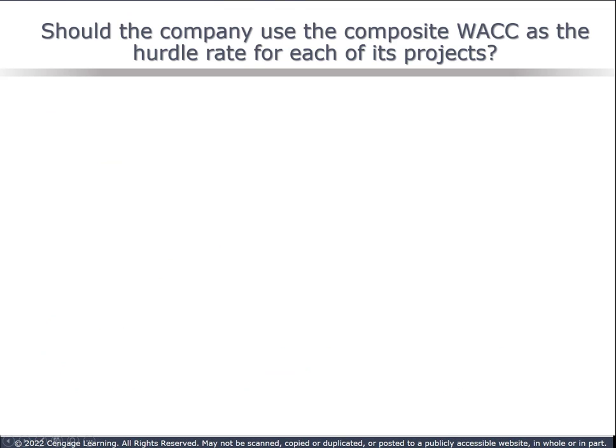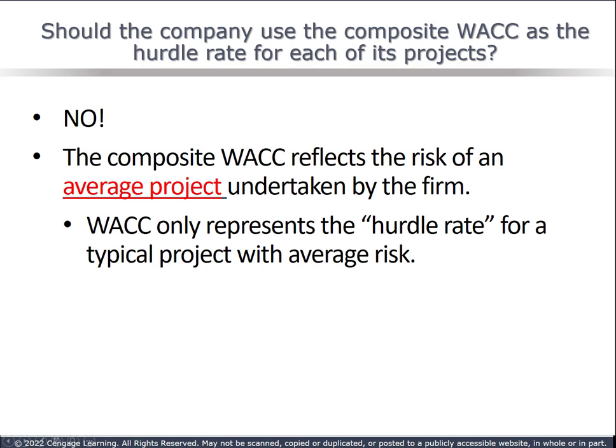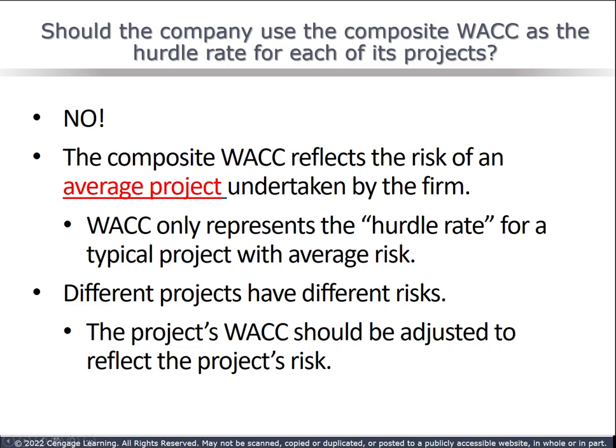You hear firms talk about their hurdle rate, the return that all projects must meet or beat to be accepted. But should the composite cost of capital be the hurdle rate? No. A firm's overall cost of capital reflects the required return on a project with the average risk of all the firm's projects. Different projects and different divisions have different risk. Cost of capital should be risk adjusted.